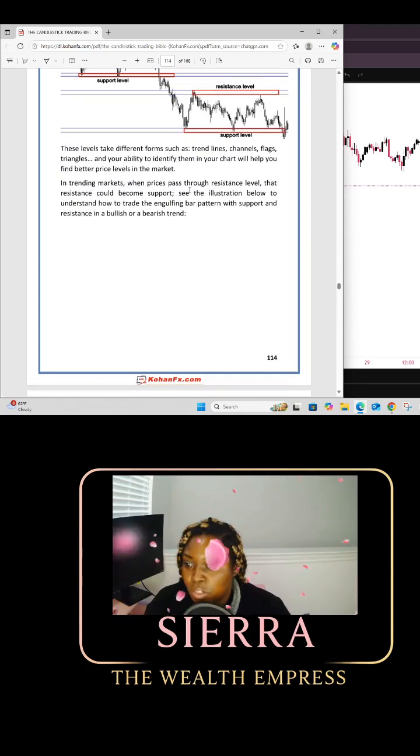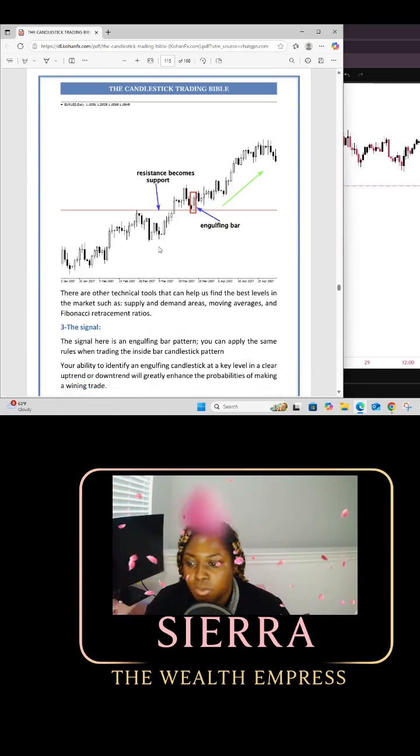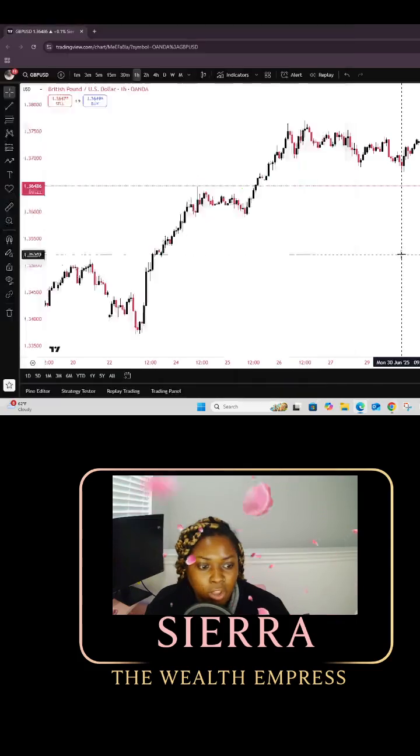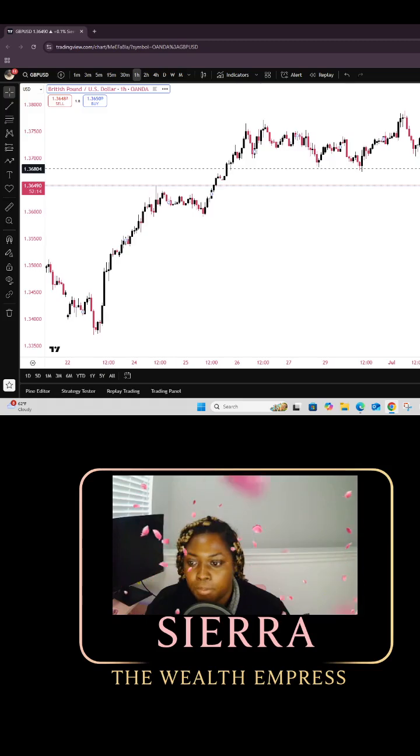In trending markets, when prices pass through a resistance level, that resistance level becomes support. See the illustration below. Okay, so this is resistance. Price rejected this area, it traded down, it passed through it, retested it, gave you an engulfing candle. This is why I love a good break and retest, which is what I was looking for, which is actually what we got now on GU, right?